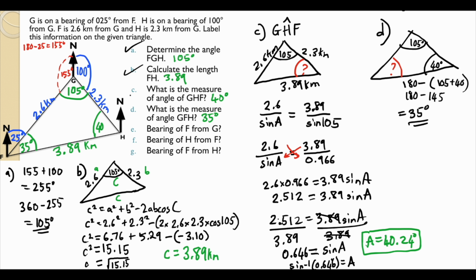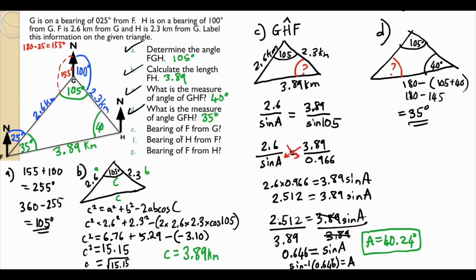Now we have to work out E. So E, the bearing of F from G. So the bearing of F here from G. So what would that be? The bearing here would be what? What would be the bearing here?